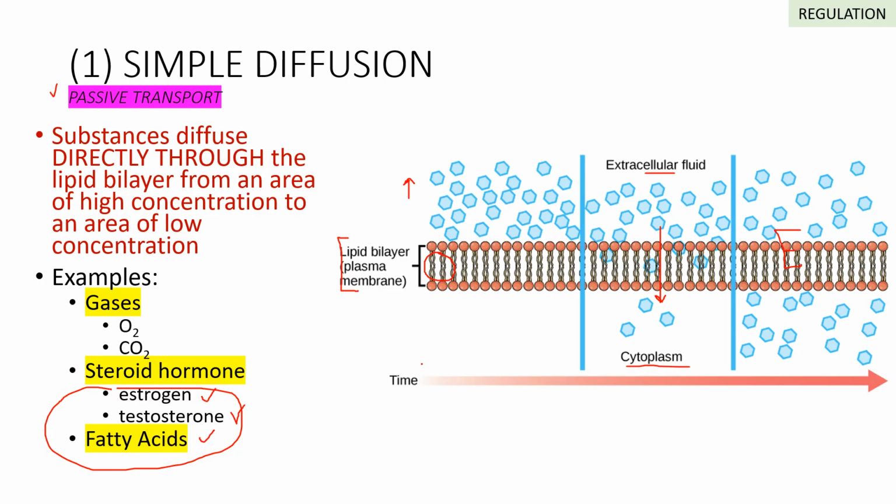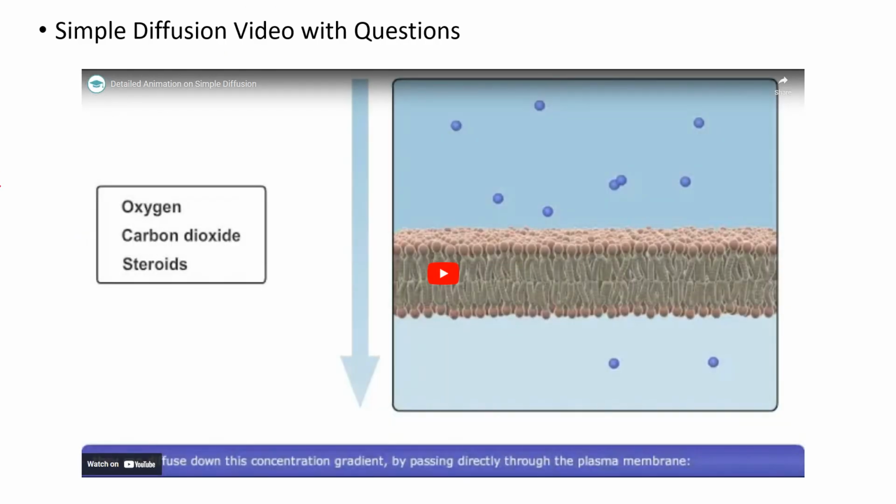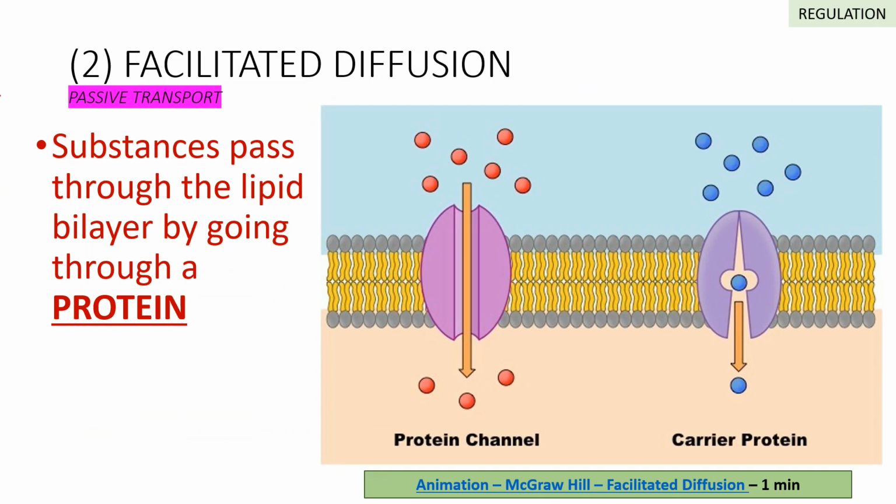So you do need to know your particles there. This is just a video showing you those particles moving directly through the membrane in case you need to see that in motion. Facilitated diffusion. This is another type of passive transport, the way materials move from one side to the other side.